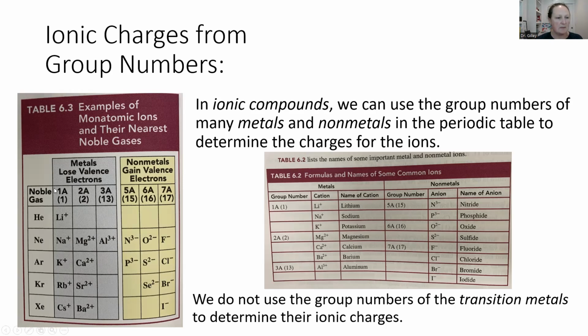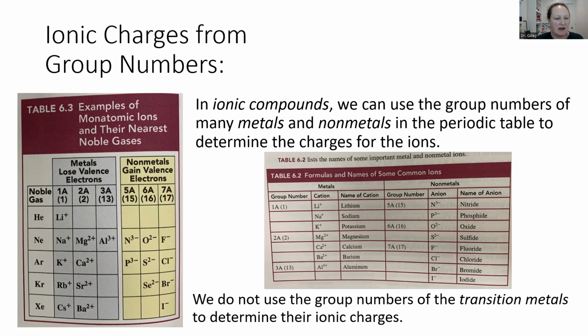If it's a metal in group A. For transition metals, we do not determine the charge this way. We do not determine the charge using the group number for transition metals, because those tend to form more than one type of ion, and we'll talk about those later.